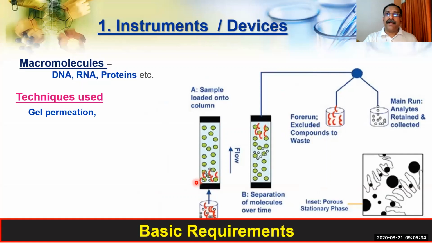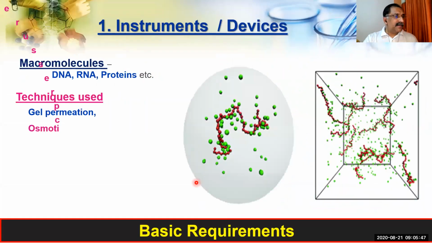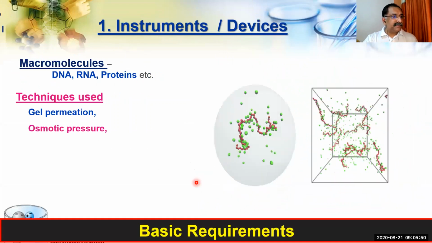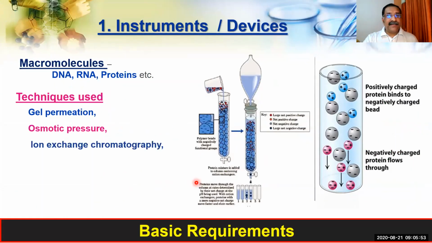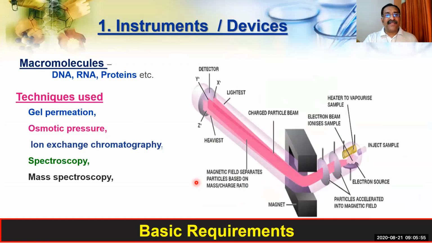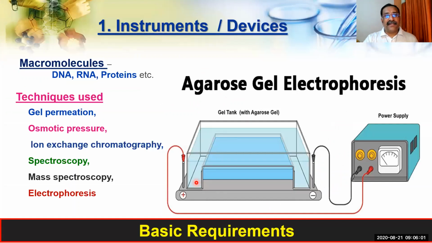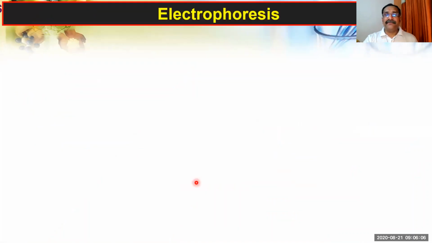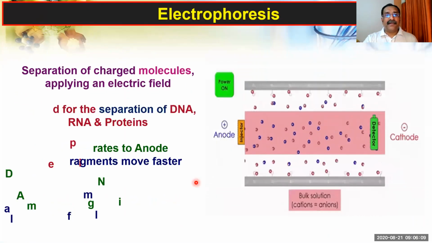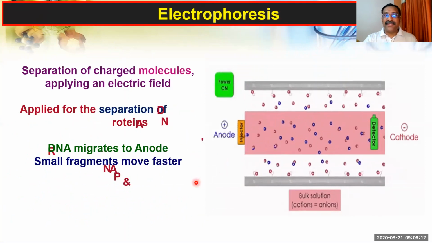And after that, we have seen how we can extract, by which technique we can separate these macromolecules from the remaining things. And there we have seen many techniques. We have seen gel permeation, and after that, osmotic pressure. Then we have seen ion exchange chromatography, then spectroscopy, different types. Then finally, we have seen electrophoresis. Electrophoresis also we have seen in detail, and how the system is working.